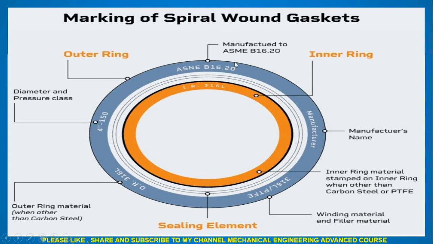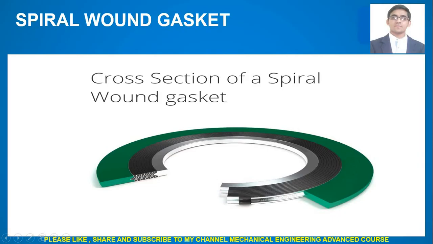So in marking you can see they have given ASME B16.20 code, then manufacturer name, then winding material and filler material. And if this outer ring is made up of material other than carbon steel, then they will mention the code of that material here. This is representing diameter and pressure class. This 4-inch means 100 mm diameter, and this is 150 rating. This is how a spiral wound gasket looks like. This is the cross section of a spiral wound gasket.